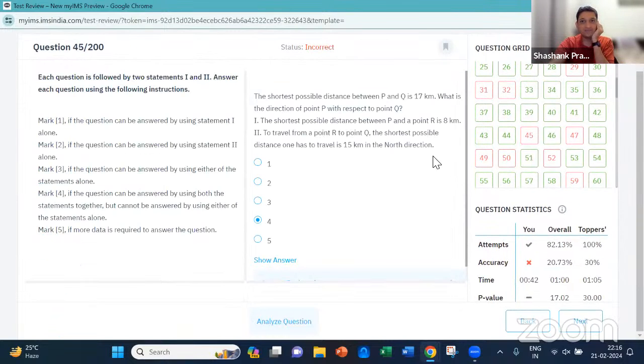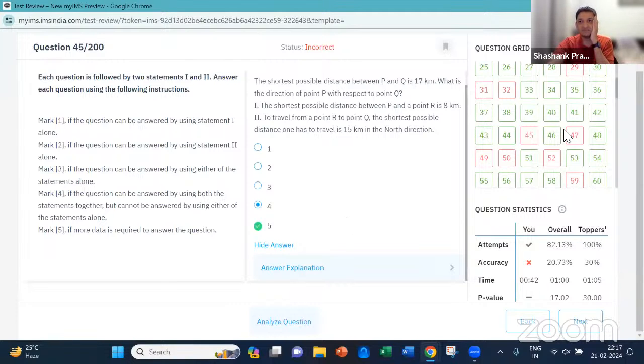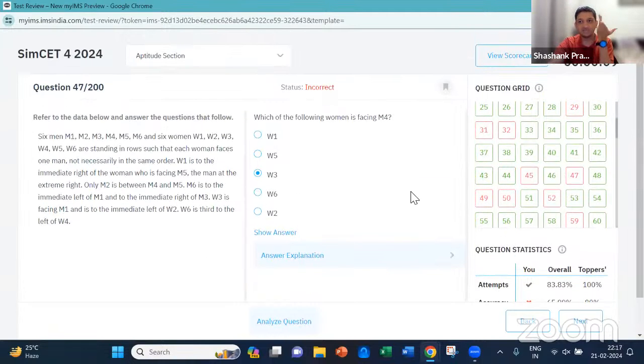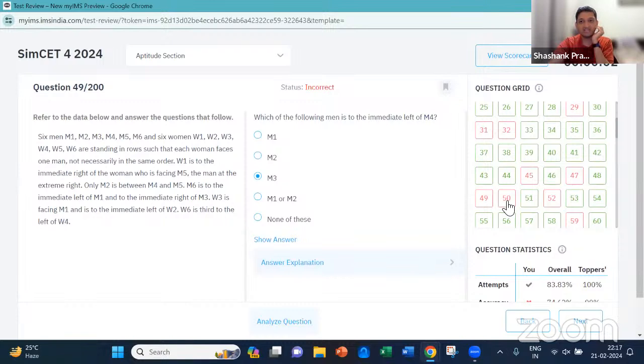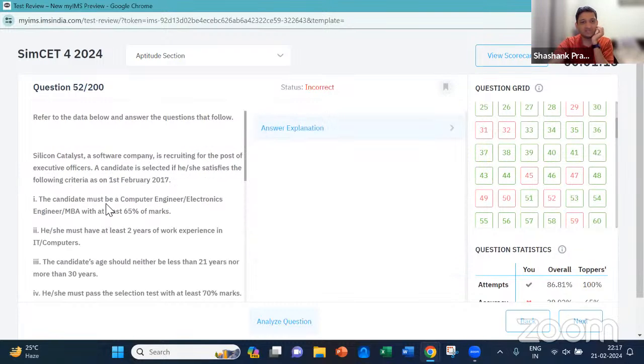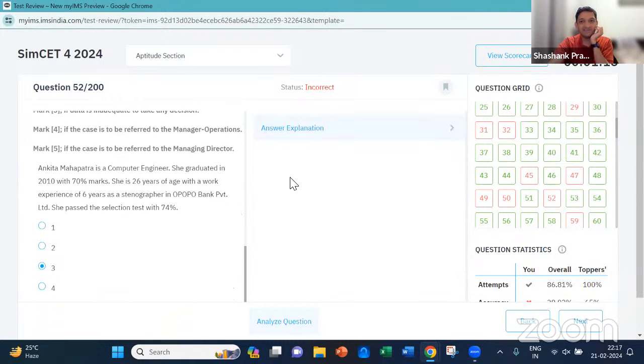What's going on in 45? 45 I was not sure. I think 8, 15, 17 is what I thought it would be. But I think I don't know what was the answer. 2, 5 still cannot be determined. Yeah. Okay, fair enough. Not sure. This was a proper guess. 49, 50 were all guesses. 52. Achha, 52 was not a guess. Oh, 52 I got wrong.